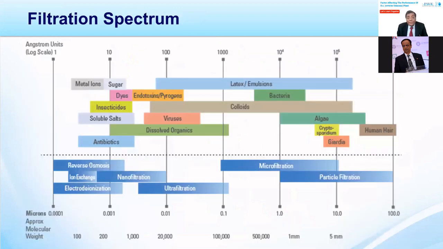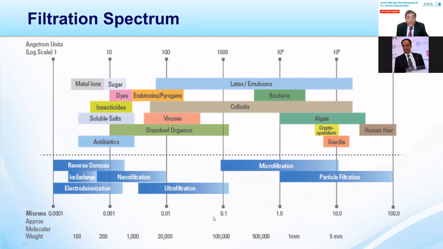This is the spectrum that will indicate which type of membrane we have to use, and that depends upon your requirement for sugar, dye, insecticide, solubles, virus, dissolved organics. You can see the molecular weight on the below row, and that depends upon which molecular weight you want to remove. For the bigger particles, you can see that we have the microfiltration membrane.